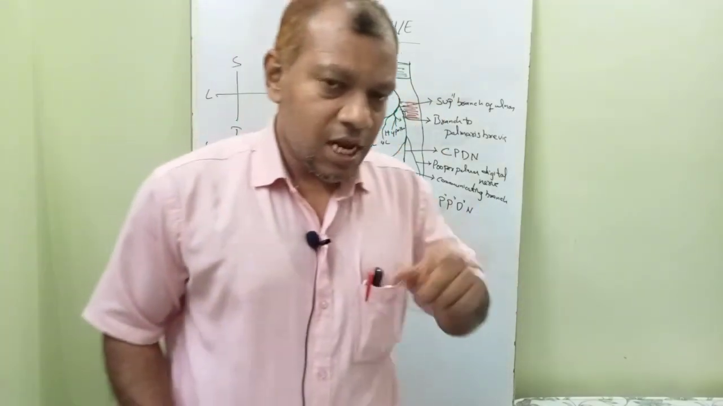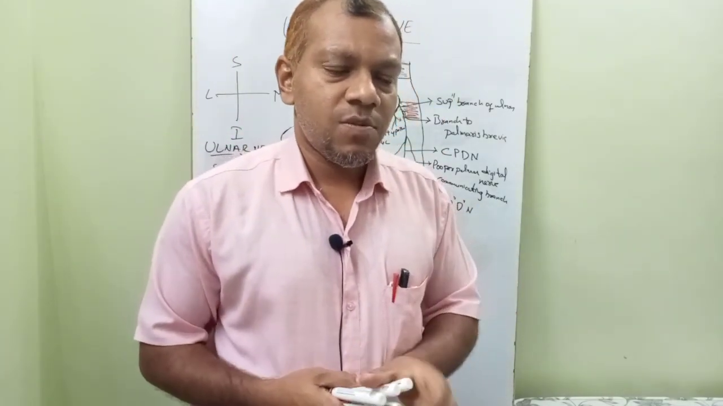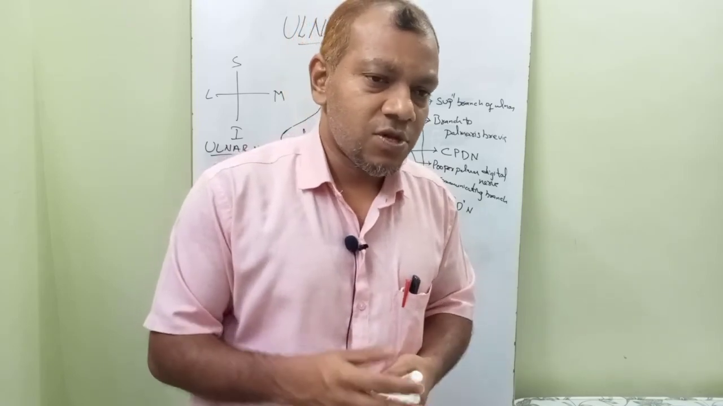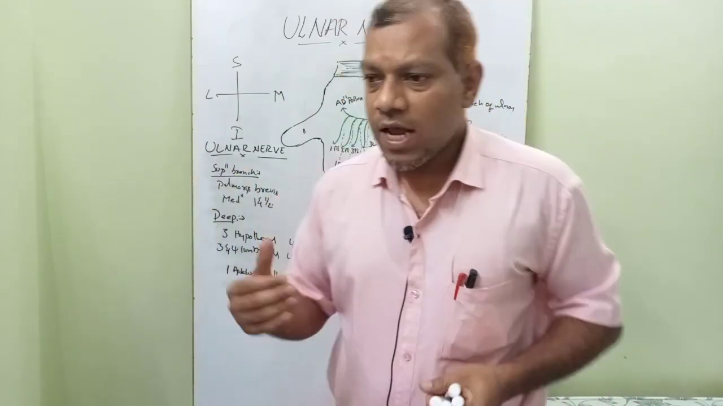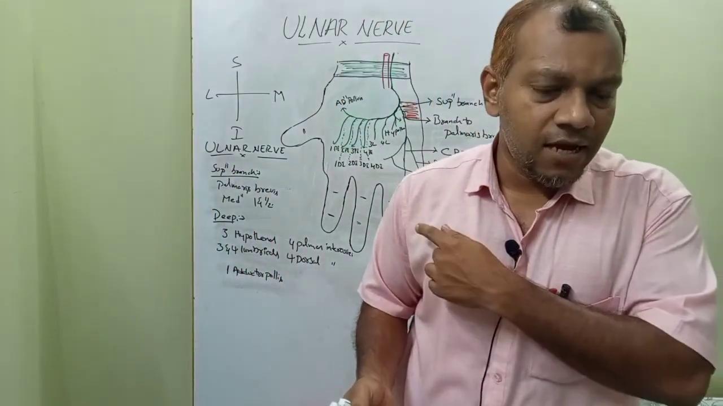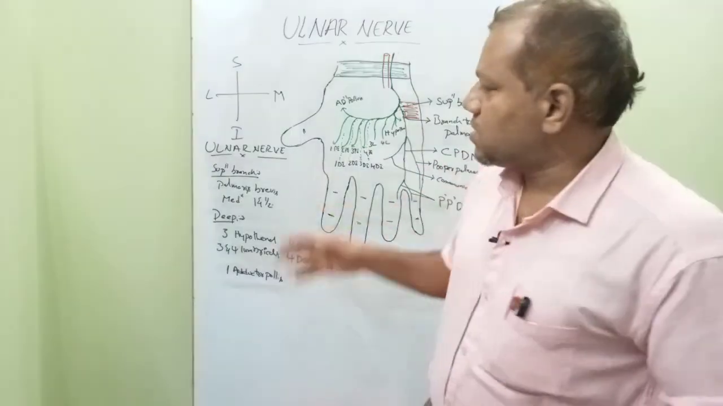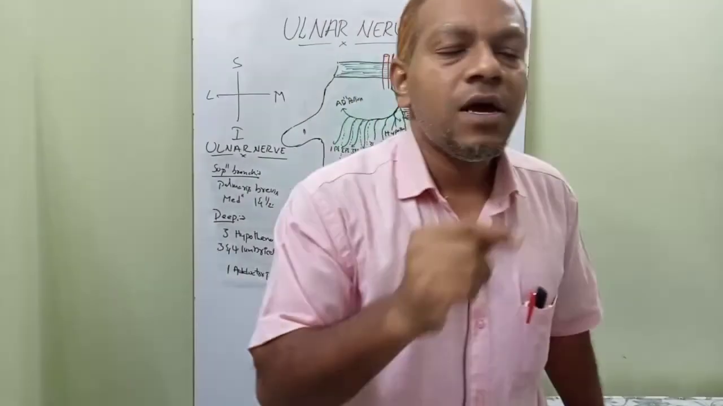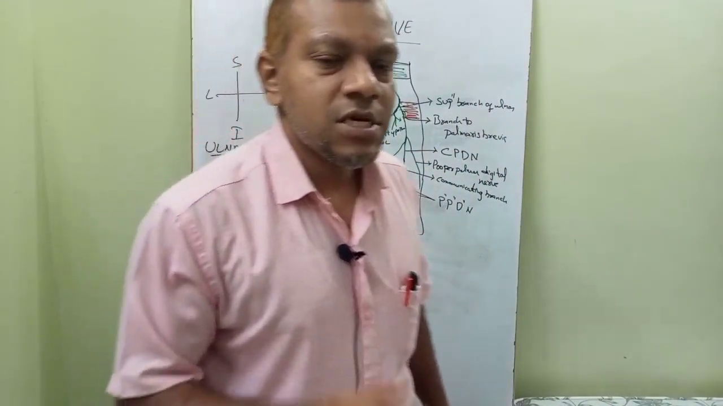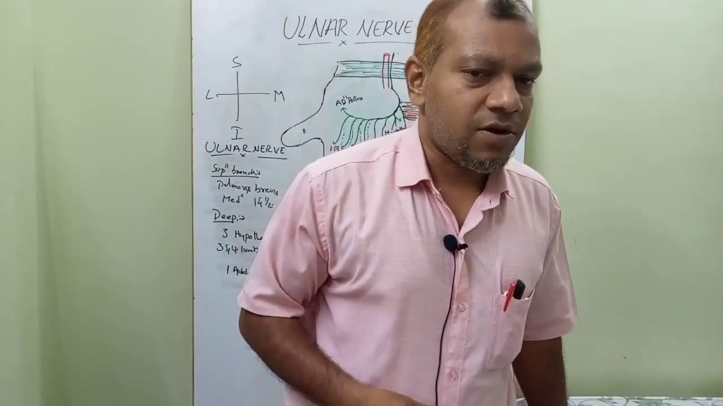In the next class we are going to discuss the clinical aspects, meaning what happens in ulnar nerve damage at different levels. What happens if the ulnar nerve is damaged in the axilla? What happens if it is damaged at the medial epicondyle? What happens if it is damaged in the forearm? And what happens if it is damaged in the hand? That we are going to discuss in our next class.